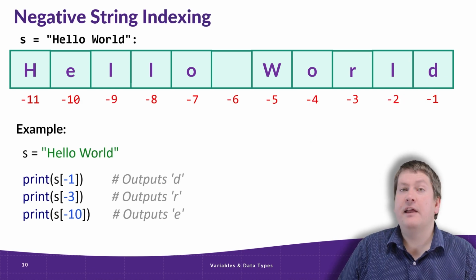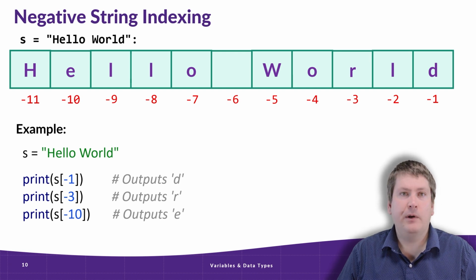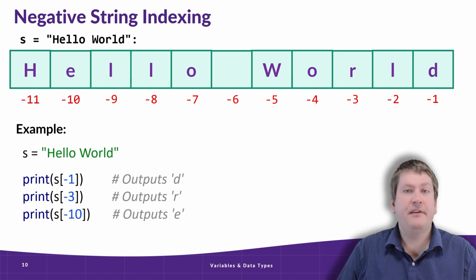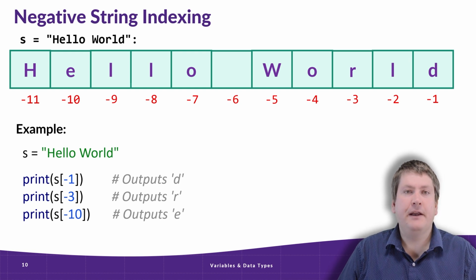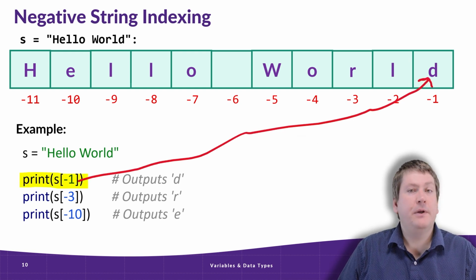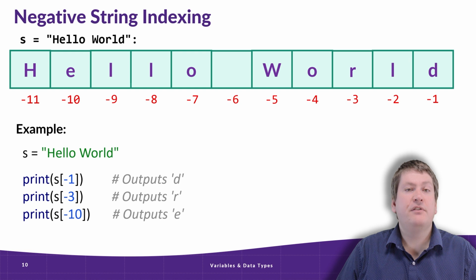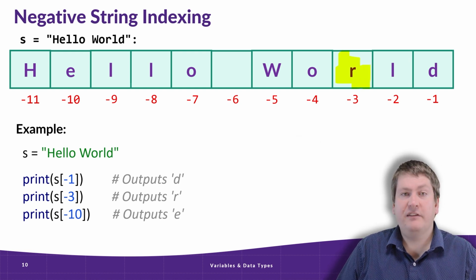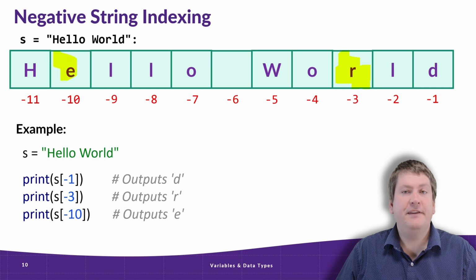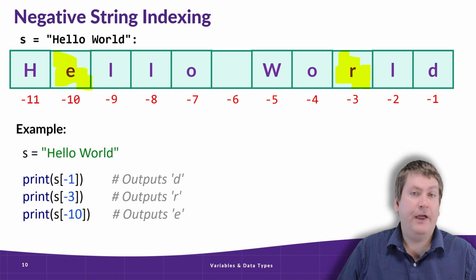I should also note that string indexing also works backwards. If you use a negative index, it will start at the end of the string and move toward the start of the string, as we can see here. For example, if we use the index -1, it would retrieve the last character in the string. In this case, that would be the lowercase d again. If we used -3, we could get the third last letter, a lowercase r here. If we used -10, we would get the 10th last letter, which is a lowercase e in this example.